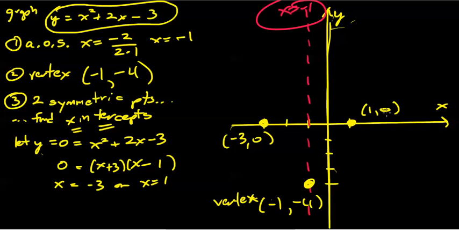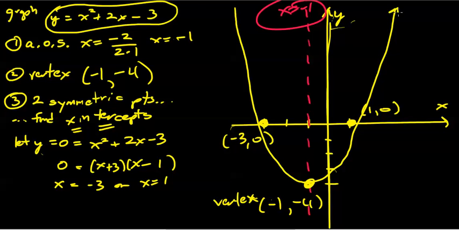So the points -3, 0 and 1, 0 represent my x-intercepts of the parabola. So I now have an axis of symmetry. I have a vertex. I have two symmetric points indicating how wide the parabola is. And if I connect the dots, knowing it's going to have my usual parabolic shape, I can then finish the graph of this parabola.